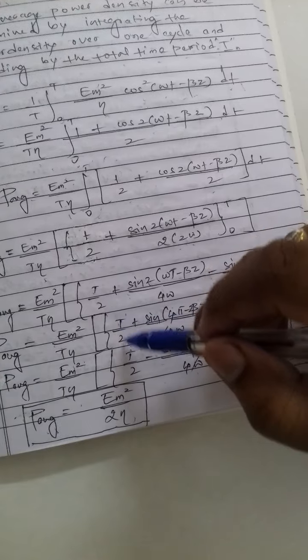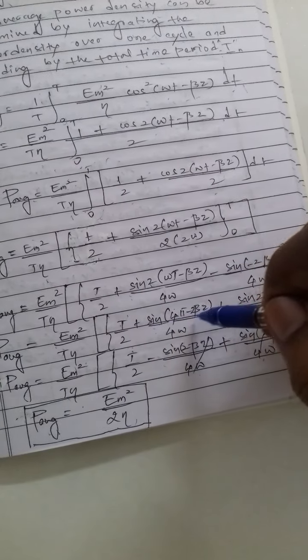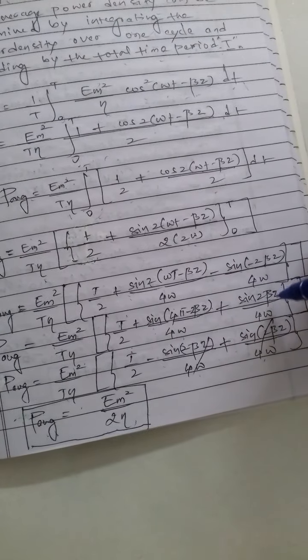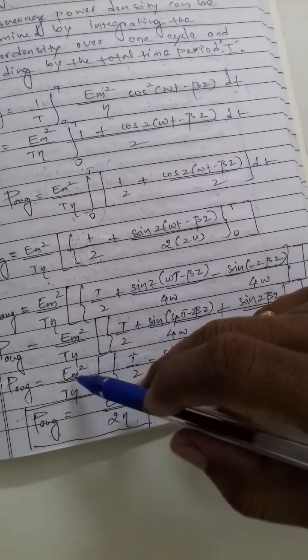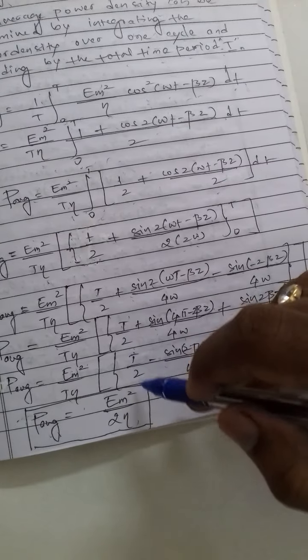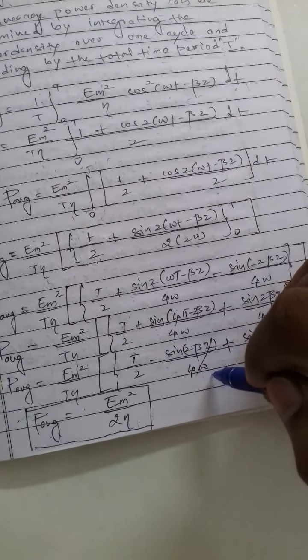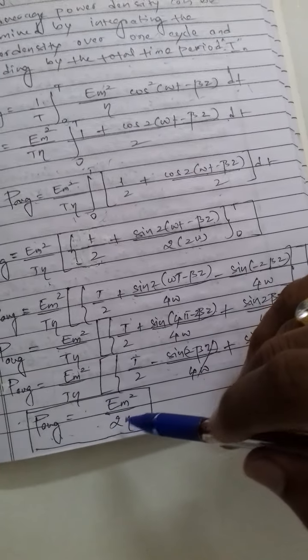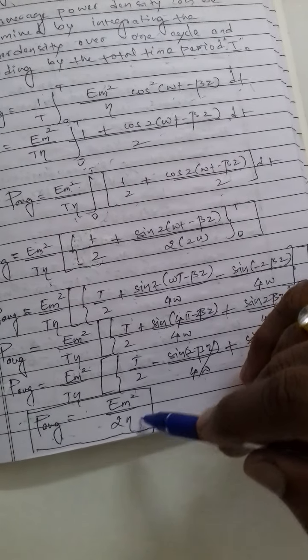Em square upon T eta into bracket of T by 2 plus sin of 4 pi minus 2 beta z upon 4 omega plus sin 2 beta z upon 4 omega, which is Em square upon T eta into bracket of T by 2 minus sin 2 beta z upon 4 omega plus sin 2 beta z upon 4 omega. So the average power density is Em square upon 2 eta.